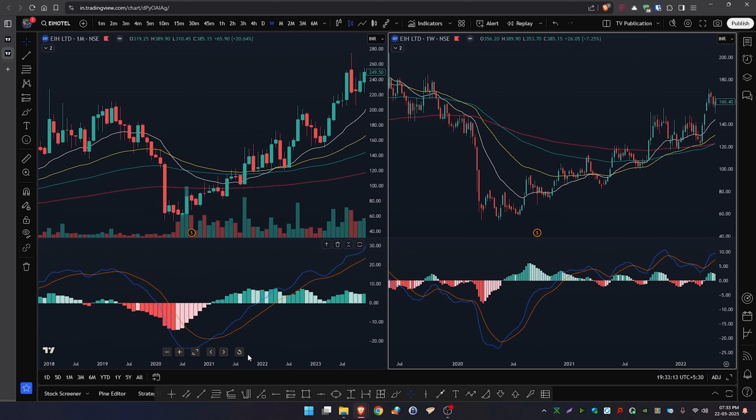A monthly crossover or a weekly crossover such as this should be backed by volumes. If you compare the volumes that are here to the volumes here, it is way higher than the past volumes.